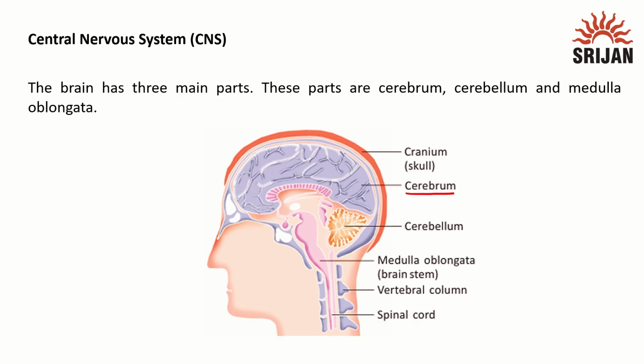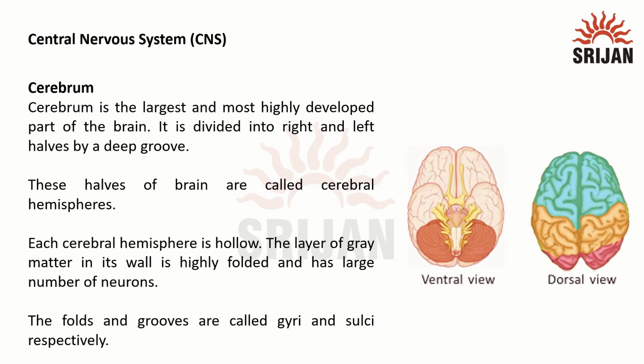Now the brain has three main parts. One is the cerebrum, second the cerebellum, and we have the medulla oblongata. If we observe here, the cerebrum is the largest structure in the human brain, and the cerebellum is the second largest, and the other structures are a little smaller compared to these two.